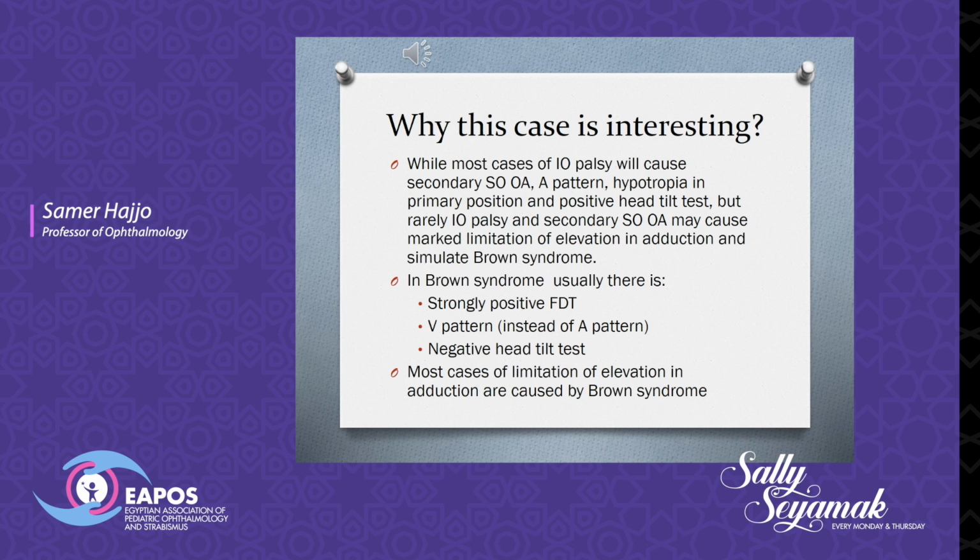Most cases of inferior oblique palsy will cause secondary superior oblique overaction, A pattern, hypotropia in primary position, and a positive head tilt test, but rarely inferior oblique palsy and secondary superior oblique overaction may cause marked limitation of elevation in adduction. And rarely inferior oblique palsy can simulate Brown syndrome.